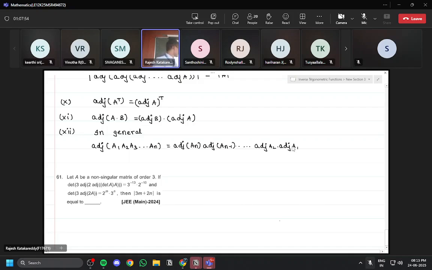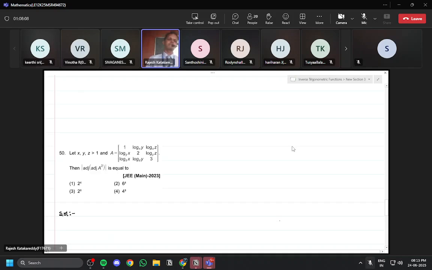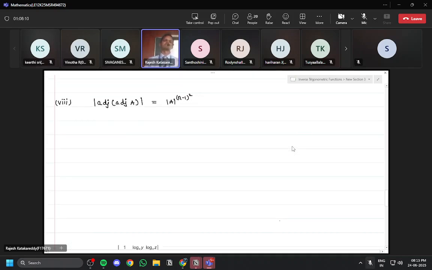If you want to see, I can show you there is a problem here I kept. 61 you can see, what they did, there is a determinant, 3 inside adjoint, 2 inside adjoint, det A into A. Clear? This is how they will give in JEE. If you want to do well in this, you should know all properties of determinant and adjoint. This is the next property, right? In the previous one, we were finding the determinant. Maybe this one I will prove here.